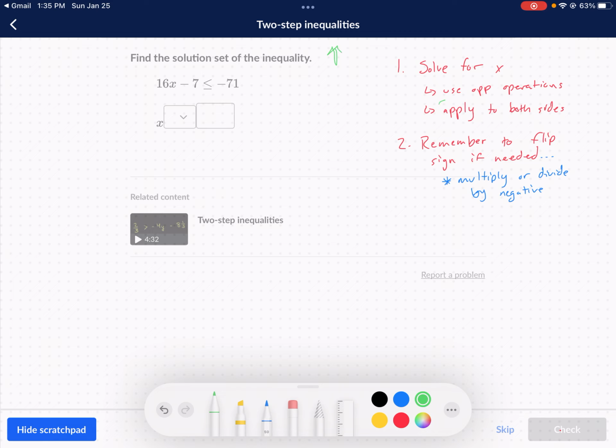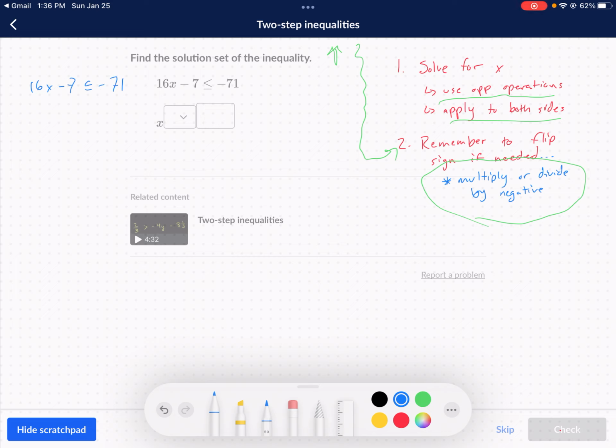Just remember to use opposite operations, applied to both sides. I'm going to show you how to structure that. But the only difference with inequalities is that you need to remember to flip the sign if needed, and that's when you multiply or divide by a negative. So if you multiply or divide both sides of the inequality by a negative, then you need to flip the sign. Let me go ahead and show you with 16x minus 7 is less than or equal to negative 71, how that works.